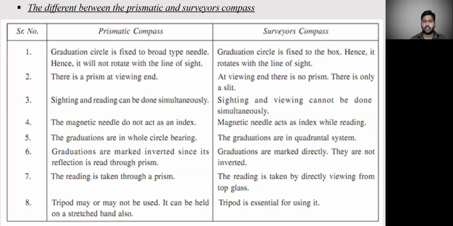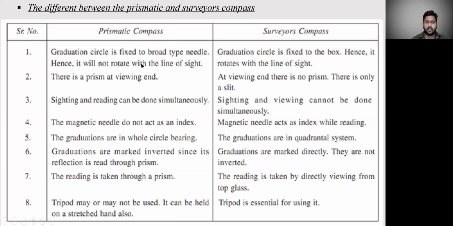In today's lecture 8, I am going to explain the difference between the prismatic compass and the surveyor compass. We have seen in the previous class what a prismatic compass and a surveyor compass are, but what the differences between them are, we are going to learn here.